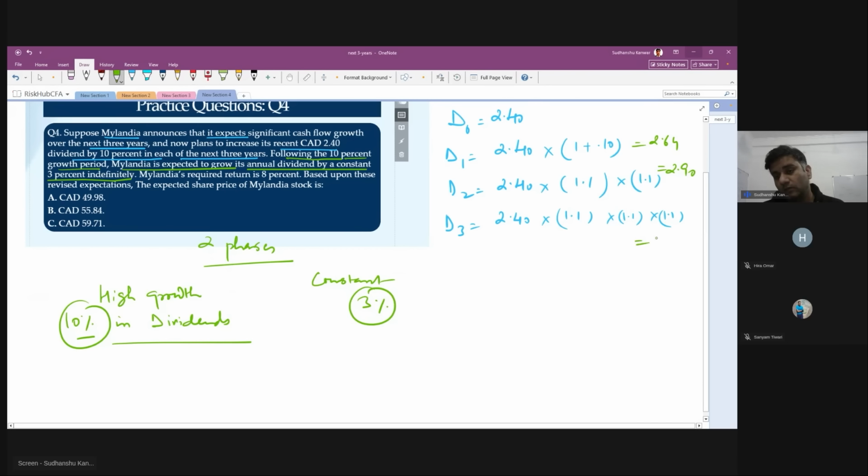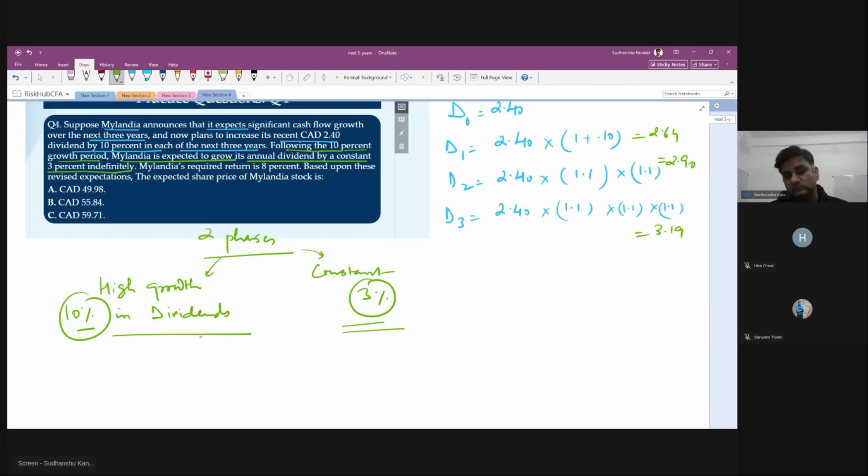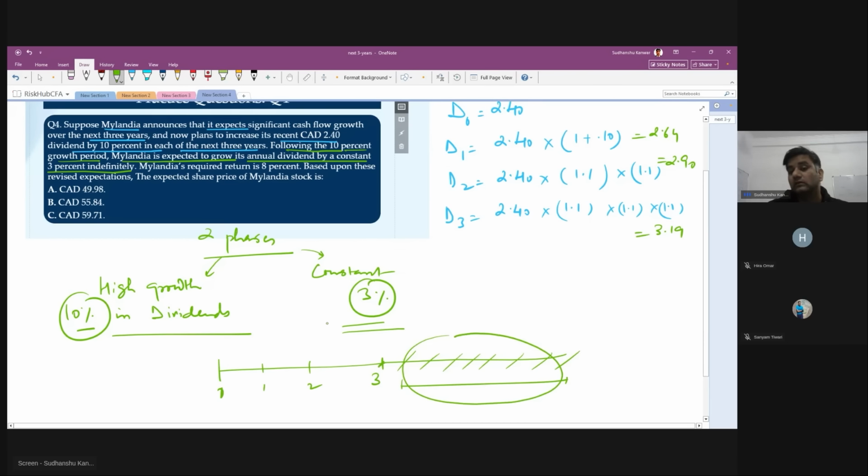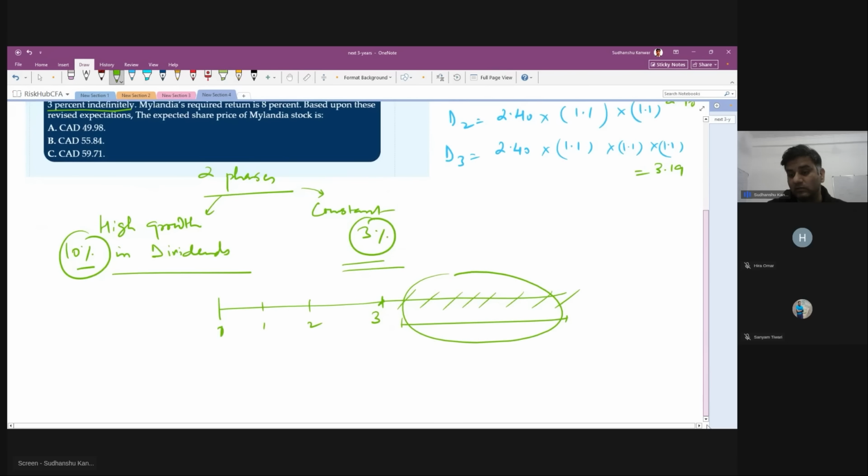Now, please note that this is the first period and this is the second period. For the second period, you have to be very sure that this is like a D naught. Because see, first year, second, and third, and things change from here, third year onwards. If I have to find the value ahead, this period will be treated as zero.